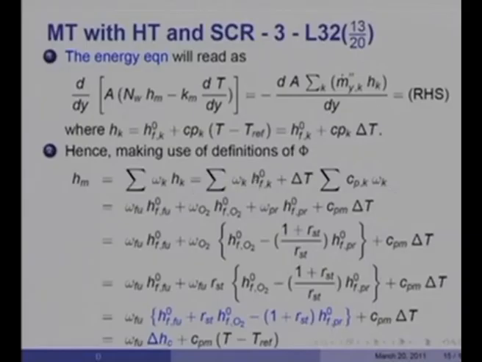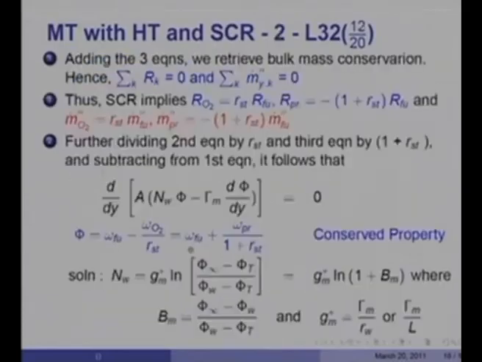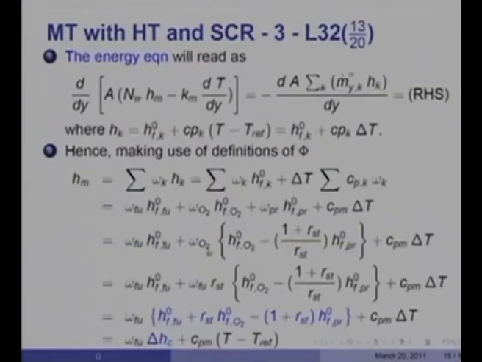Then the first part of the term would simply result in omega Fu H naught Fu plus omega O2 H naught F O2 plus omega product into H naught F product, and Cpk omega k would be simply Cpm, the mixture specific heat, into delta T. Now, from the previous slide, we have defined phi. So, I can say that omega O2 over R_st will be minus omega product over (1 + R_st). So, that is what I am going to use here.